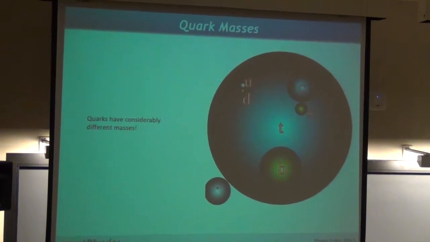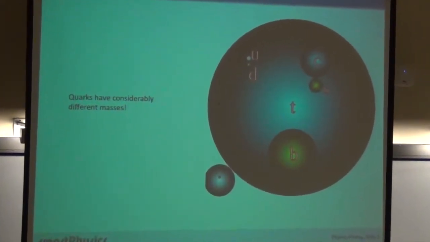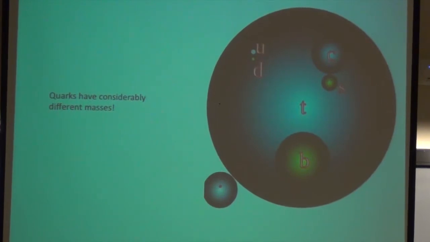Okay, so there are these six different types of quarks, and I think I stole this off Wikipedia. This is a really nice visualization of how the quarks have such different masses. The size of these spheres is supposed to represent how heavy these different particles are in the standard model. So this tiny little dot right here is an electron, this one is a proton, and then these are all the quarks, so bottom, up, down, charm, strange.